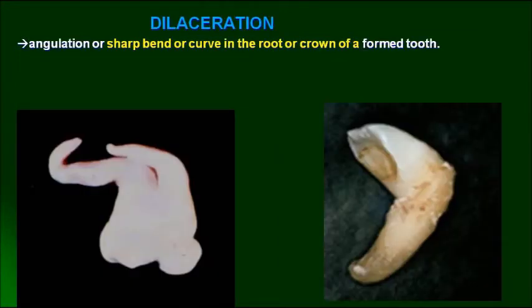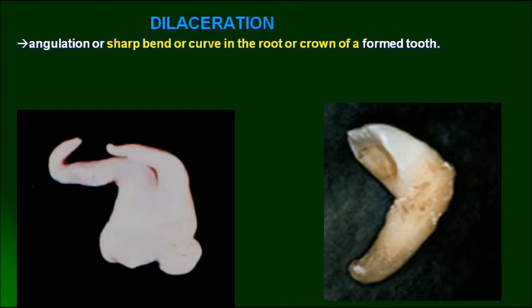Now what is dilaceration? Very, very important MCQ. Dilaceration means a sharp bend or curve in the root or crown. I hope everyone remembers this from the BDS syllabus. So dilaceration is actually a sharp bend or curve in the root or crown. Okay, so note that point. Dilaceration is not just for the root, it can also affect the crown portion.